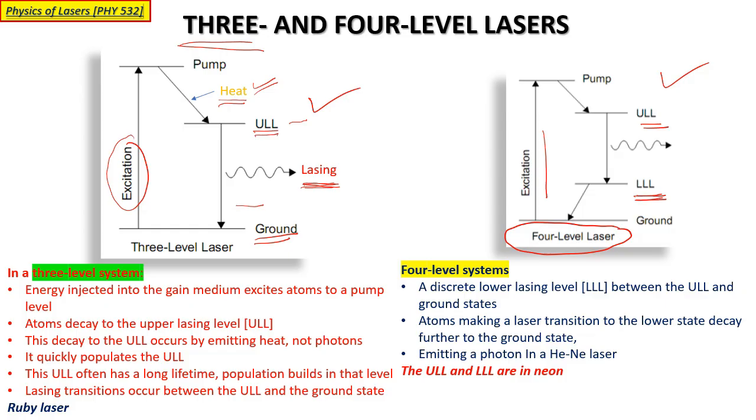So it's obvious to create the population inversion, the lifetime of this level is longer as compared to this. So electrons gather here, the number of electrons is more here as compared to there, so that is to satisfy the condition of population inversion.